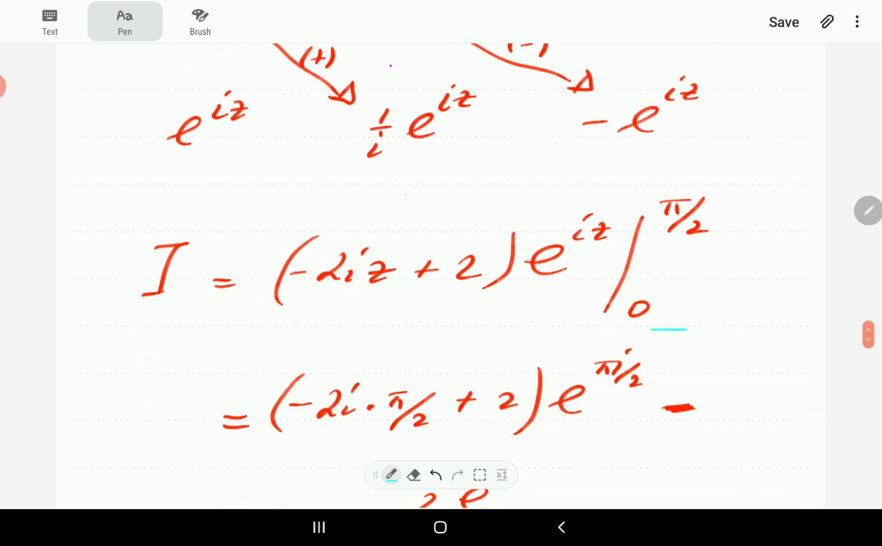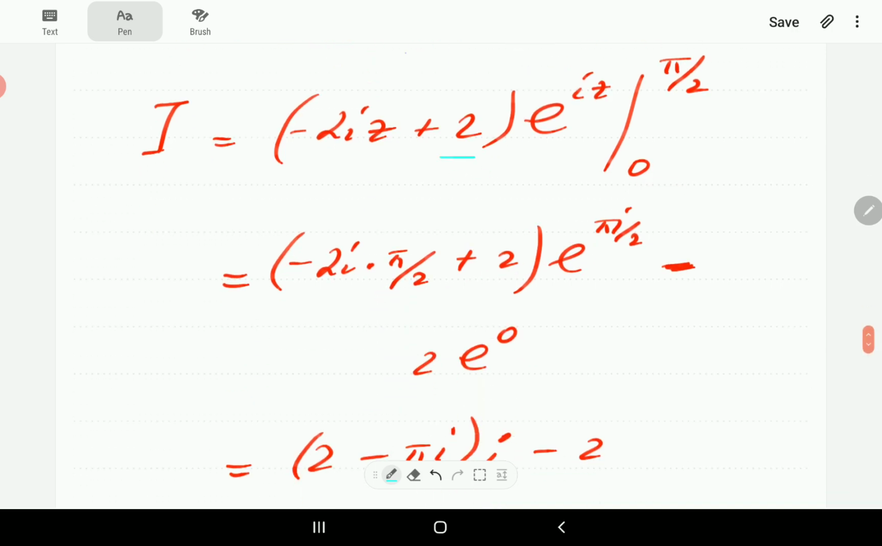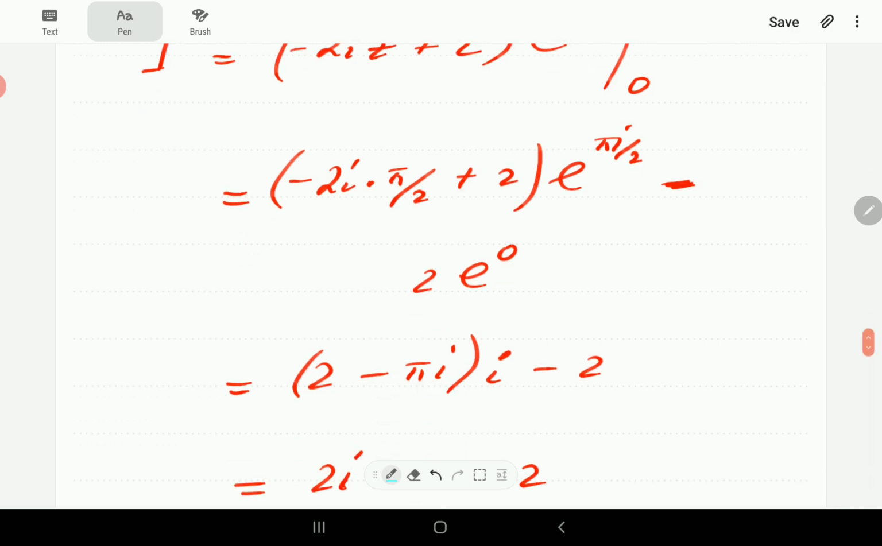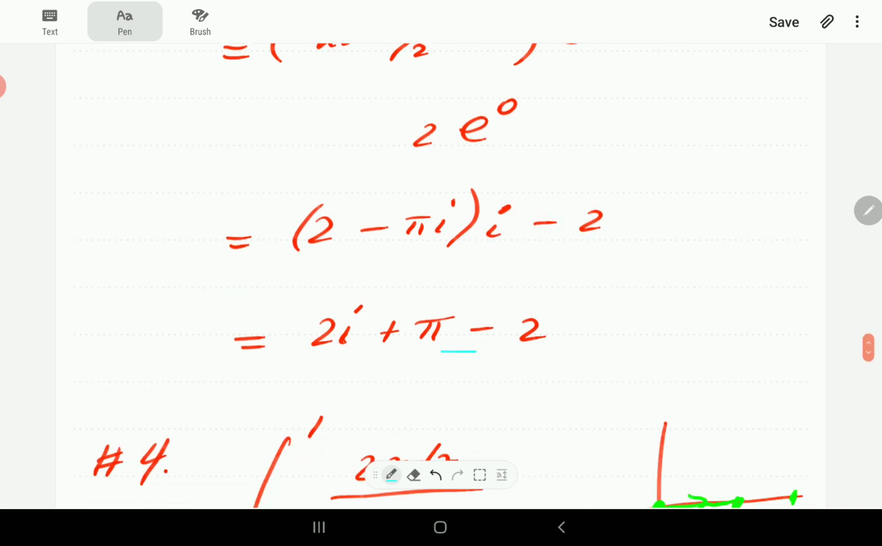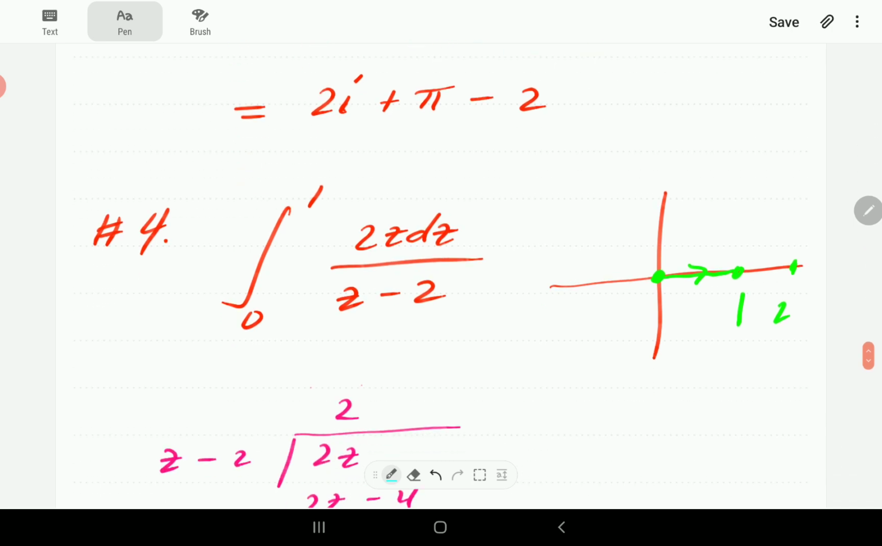And then if I plug in pi over 2 here and here, and then plug in 0, this term is going to disappear. We're just going to have this one, e to the 0. Then this works out to 2 minus pi i. The 2's cancel out. e to the pi i over 2 is i, minus 2, and then remove brackets. It works out to that.